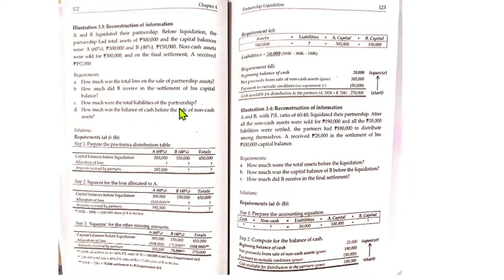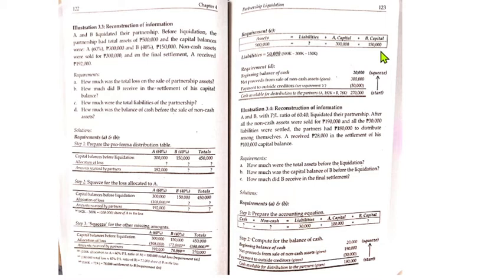So, item C tayo. How much were the total liabilities of the partnership? Okay, you have to use the basic accounting equation for you to analyze this kasi you are reconstructing the information. So, let us look at the solution. The assets is equal to liabilities plus the capital. How much is the total assets? Based on the given information, it is 500,000. How much is the capital? 300,000 for A and then 150,000 for B.